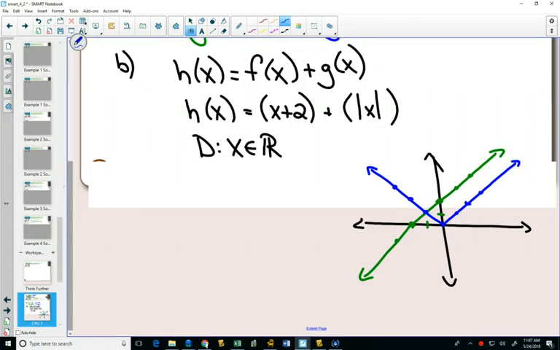So start adding points. I'll go from left to right. At -3, I have a -1 value here and a +3 value up here. 3 plus a -1 would be 2. Here I have 0 plus 2, 2. 1 plus 1, 2. 0 plus 2, 2. 1 plus 3, 4. 2 plus 4, 6.